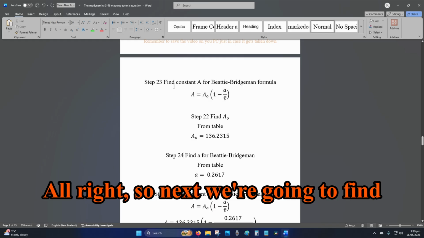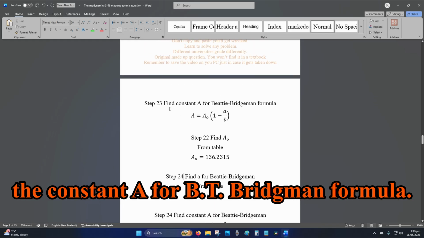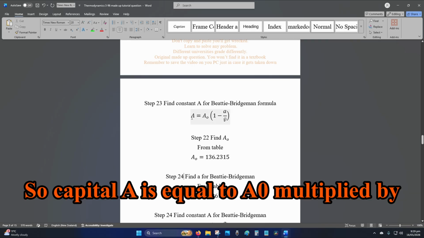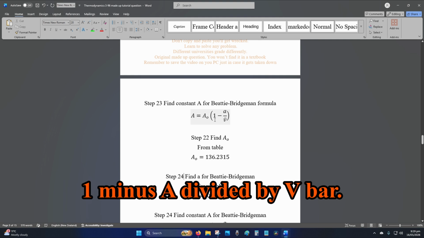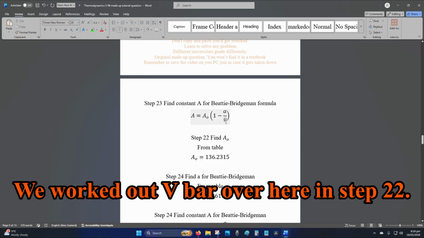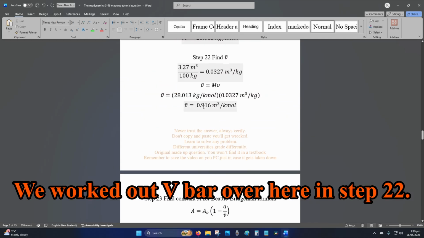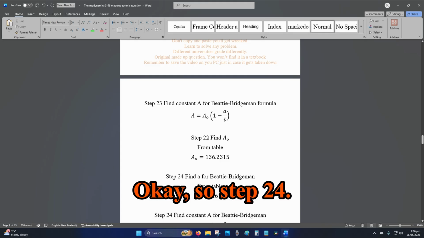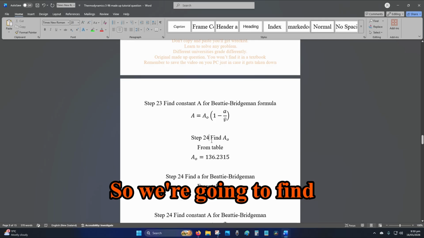Alright, so next we're going to find the constant A for Beattie-Bridgeman formula. So capital A is equal to A naught, or A0, multiplied by 1 minus little a divided by V bar. We worked out V bar over here in step 22. Okay, so step 24.